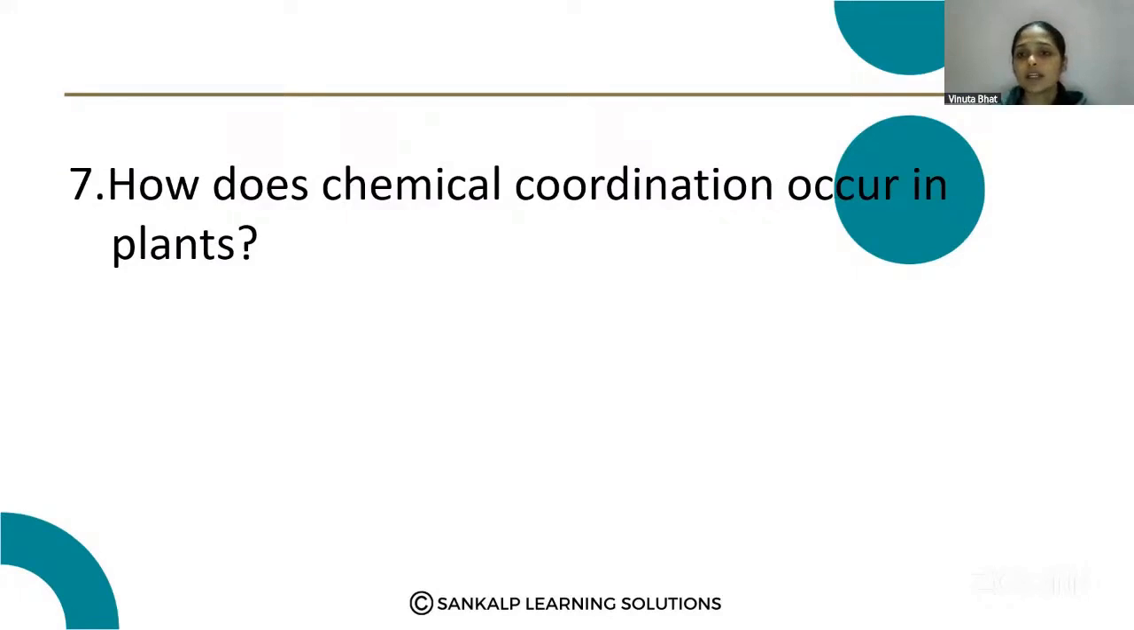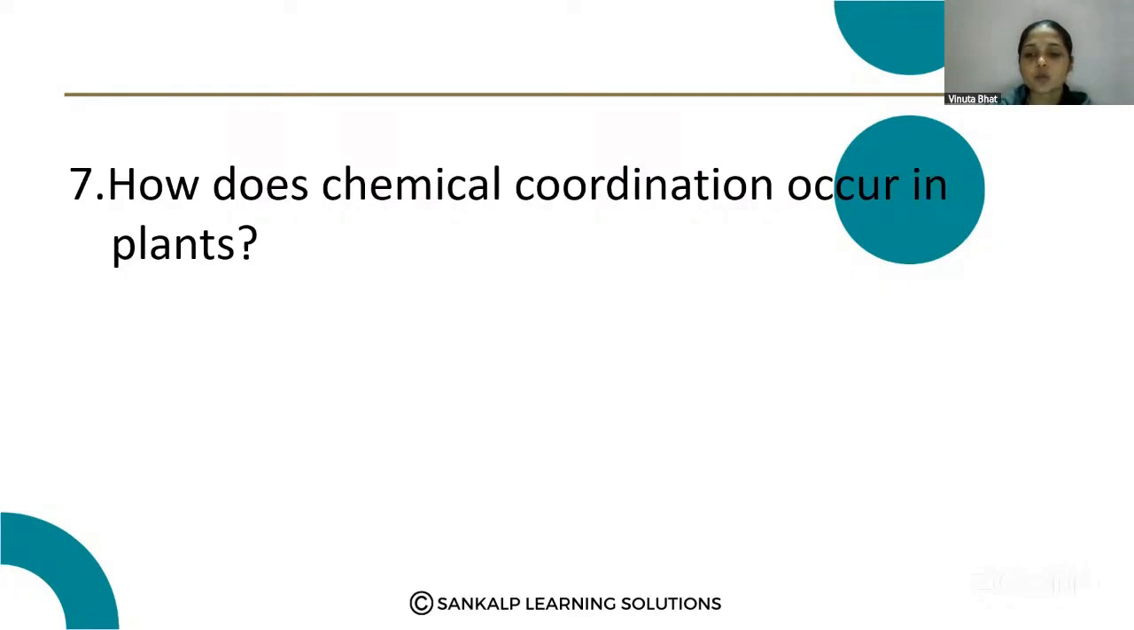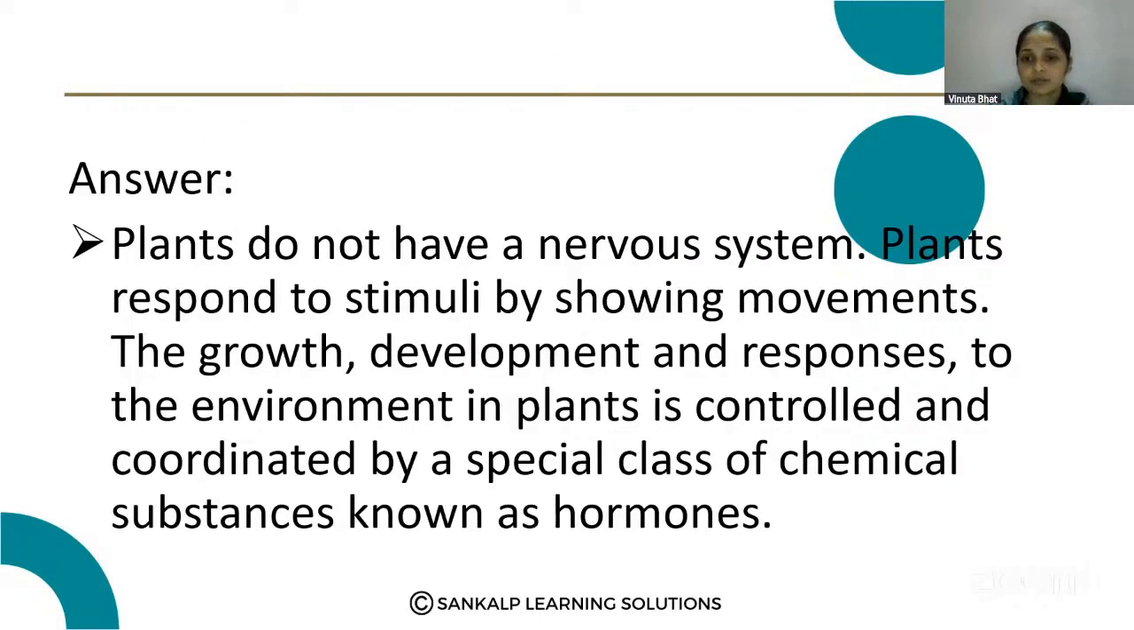How does chemical coordination occur in plants? Plants do not have a nervous system. Plants respond to stimuli by showing movements. The growth, development, and responses to the environment in plants are controlled and coordinated by a special class of chemical substances called hormones. Mainly hormones are involved in plants. There is no nervous system in plants to control and coordinate the body of the organism.